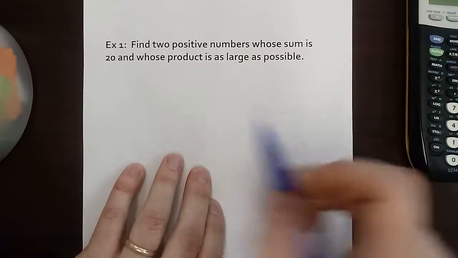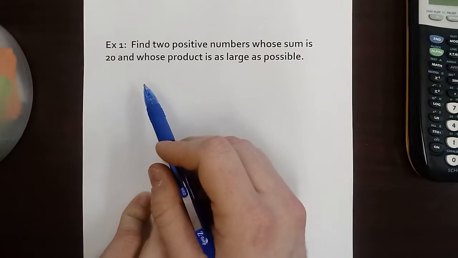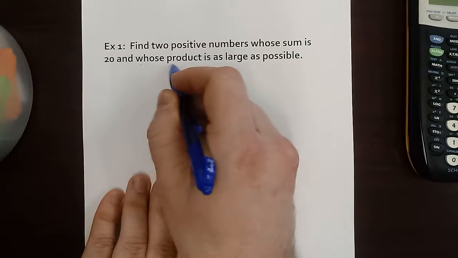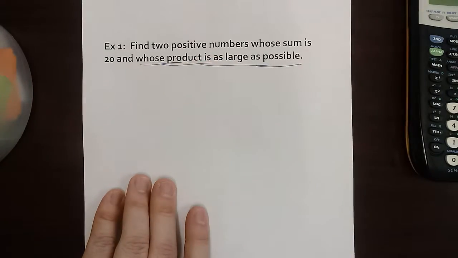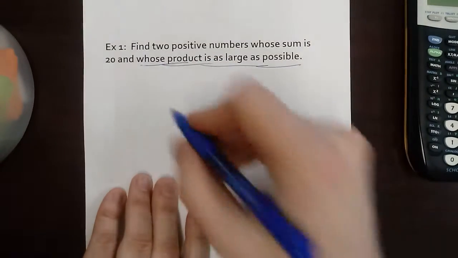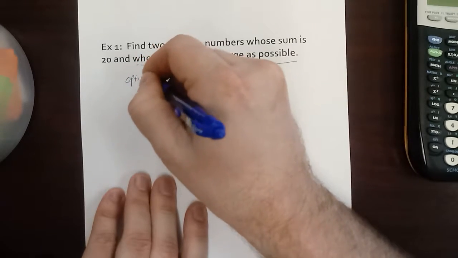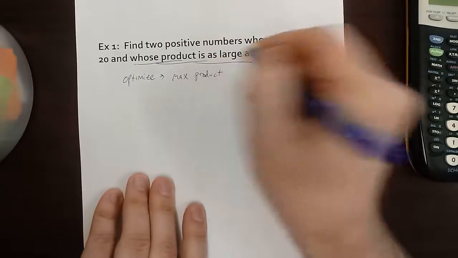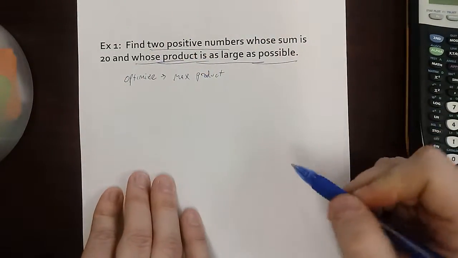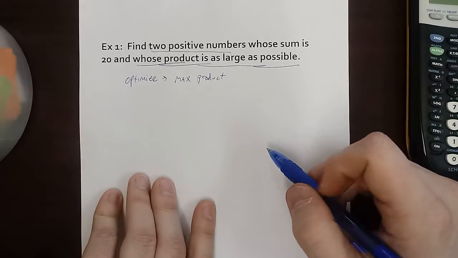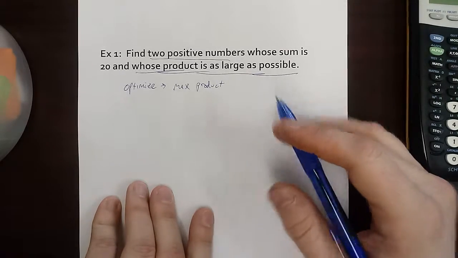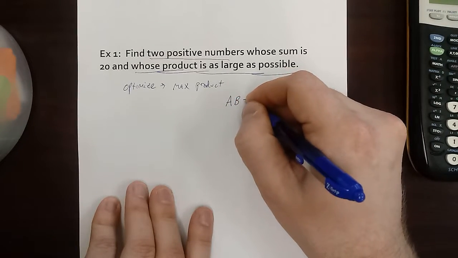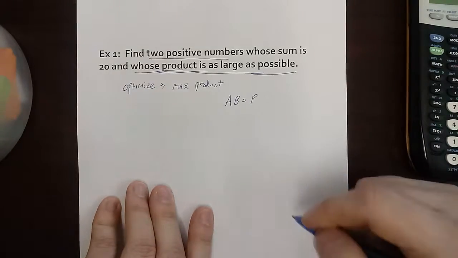Example 1. Find two positive numbers whose sum is 20 and whose product is as large as possible. Okay, so the thing that I want to optimize, I want the max product for these two positive numbers. We can call these two positive numbers whatever we want. You could call them x and y, you could call them a and b. I'm going to call them a and b. A times b is equal to my product.